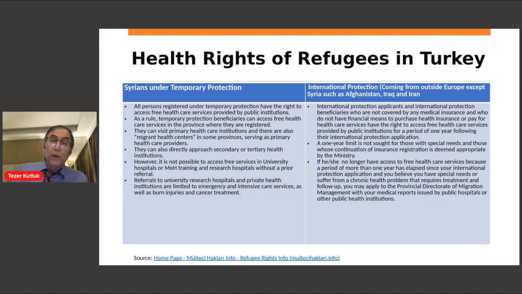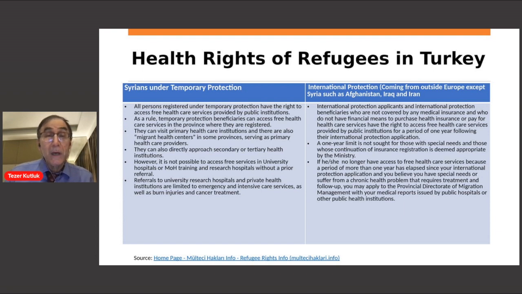I will not read all, but the rights are different for the people under the temporary protection status and the international protection status. In any way, Turkey is offering a lot of health access to the refugee population in Turkey. All persons registered under temporary protection have the right to access free healthcare services provided by public institutions. As a rule, temporary protection beneficiaries can access free healthcare services in the province where they are registered.